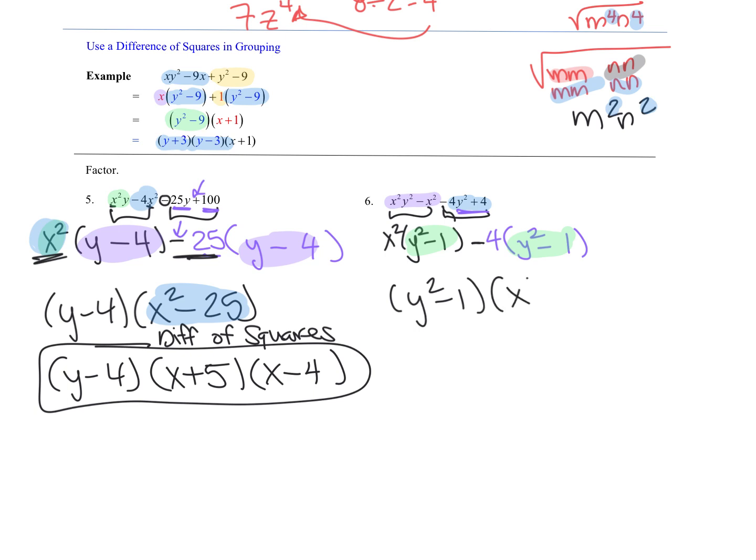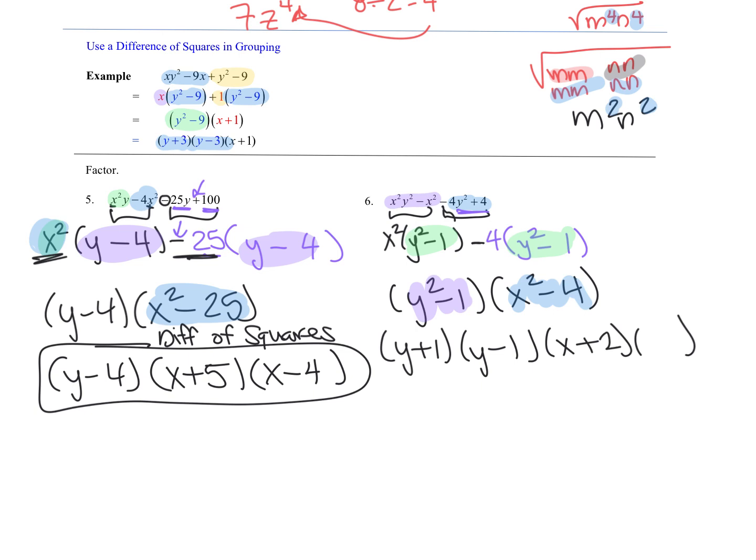That gets factored out. And then I'm going to drop down that x squared minus 4. Okay, now this is like the best problem ever, right? Because both of these are difference of squares. So I get to factor both of them. And so the y squared minus 1 is y plus 1, y minus 1. X squared minus 4 is x plus 2, x minus 2. Now I'm done. That was fun. Hopefully this helps.